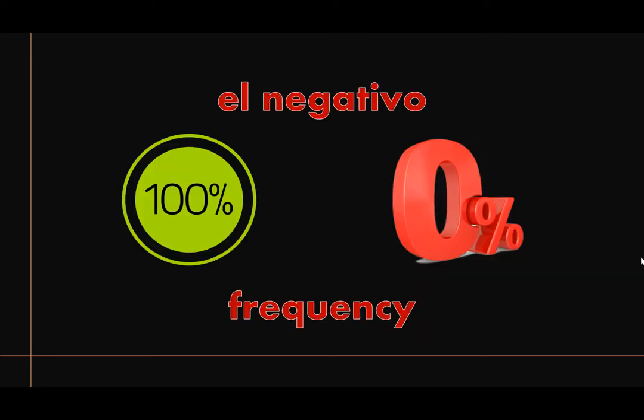Okay, now let's look at el negativo frecuencia. So 100% or 0%. So what is the frequency with which something is done? And really, when you look at negatives, we're looking at the extremes. So it's either 100% of the time or 0% of the time. Let's see what happens.